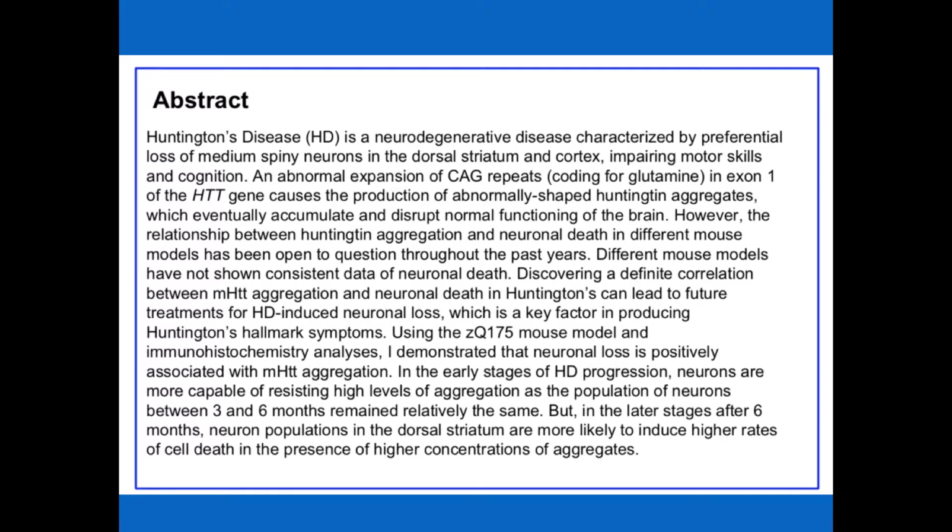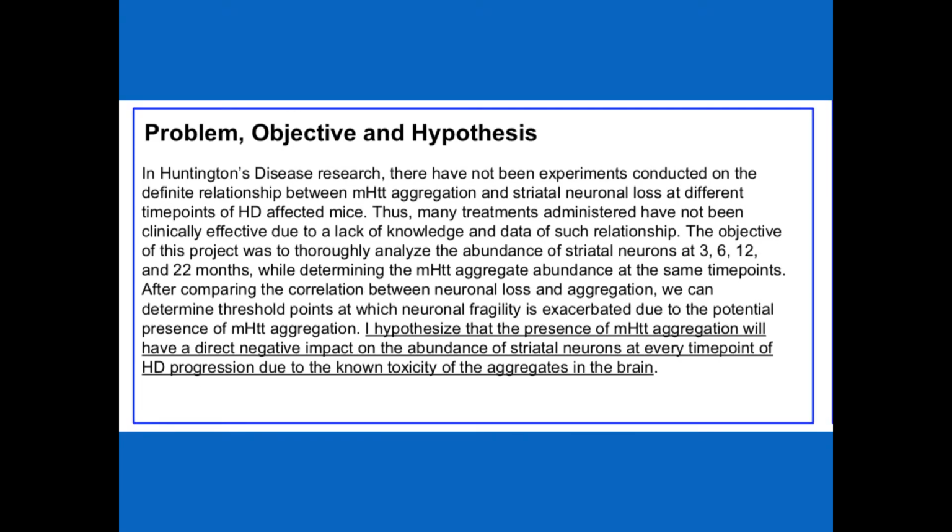Using a mouse model called ZQ175, which is a relatively new mouse model, my objective was to analyze and determine the abundance of the cortical neurons at 3, 6, 12, and 22 months, while determining the MHTT protein aggregate abundance at the same time points. I hypothesized that the presence of MHTT aggregation will have a direct negative impact on the abundance of neurons at every time point in HD progression due to the known toxicity of the aggregates in the brain.